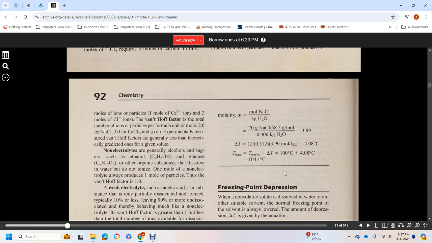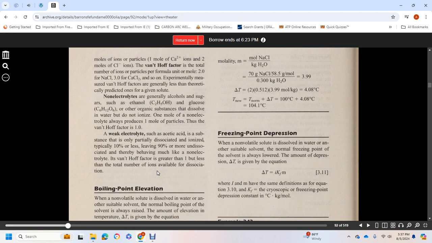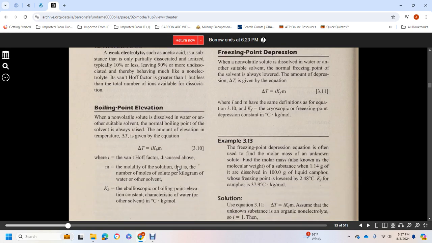Measured Van't Hoff factors generally are less than the theoretically predicted ones for a given solution. Non-electrolytes are generally alcohols, sugars such as ethanol and glucose, and other organic substances that dissolve in water but do not ionize. A non-electrolyte always produces 1 mole of particles, so its Van't Hoff factor is 1. Weak electrolytes, such as weak acids, are only partially dissociated or ionized, typically 10% or less, with 90% undissociated, thereby behaving much like a molecular non-electrolyte. Their Van't Hoff factors are greater than 1 but less than the total number of ions available from dissociation.